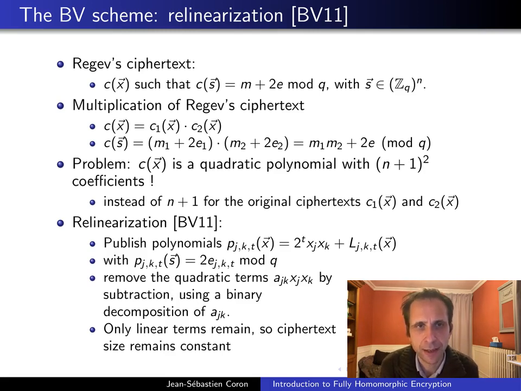Now, thanks to these polynomials p_jkt, we can remove the quadratic terms simply by subtraction. When we have a quadratic term a_jk times x_j times x_k in the product ciphertext, we can remove this term by subtracting the right polynomials p_jkt. For this we also use a binary decomposition of a_jk. We must use a binary decomposition to keep a small noise, otherwise the noise would grow too much. And so eventually only the linear terms remain, and we obtain a new ciphertext that encrypts the same message, but the ciphertext size remains constant.